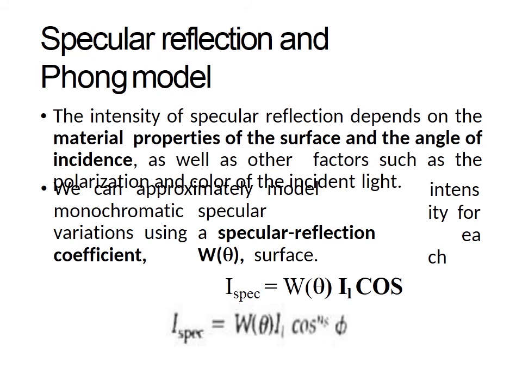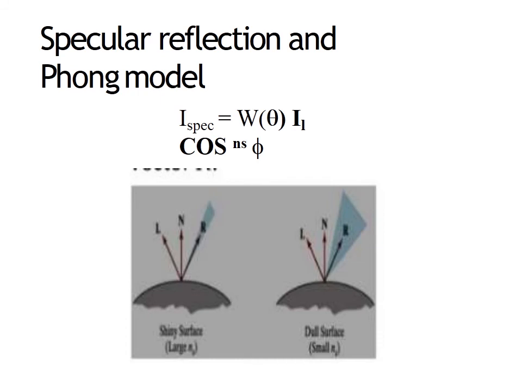The intensity of a specular reflection depends on the material properties of the surface and the angle of incidence, as well as other factors such as the polarization and color of the incident light. A simplified Phong model is obtained by using the half-way vector H between L and V to calculate the range of specular reflections.